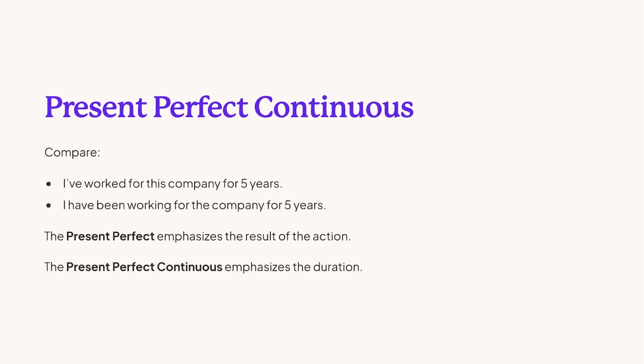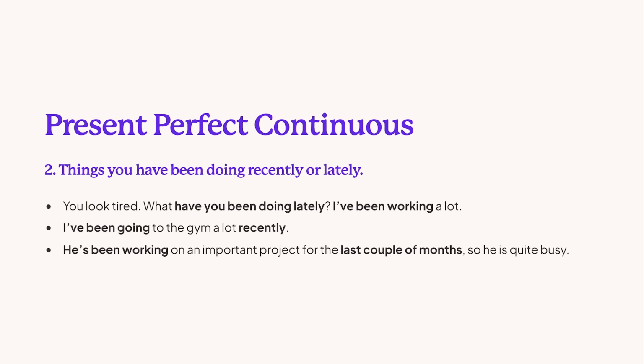It highlights the continuous action. Example: I've been working for this company for 5 years, and I've made a lot of friends during this time. As you can see, both sentences indicate that the person has been with the company for 5 years. But the first one focuses on the fact that the 5-year period has been completed, while the second one suggests an ongoing process.